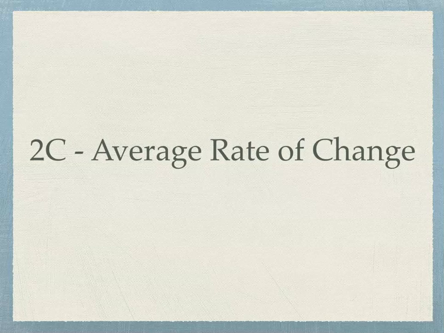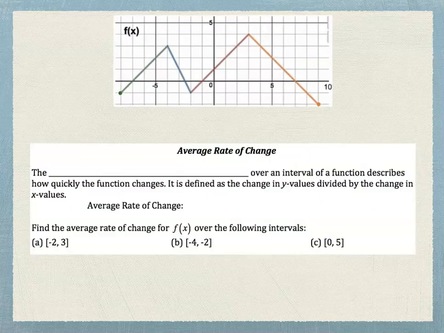Let's talk about average rate of change for a function. Sometimes a function goes up, it goes down, it goes quick, it goes slow. We'd like to take the average of that over any given interval. Okay, so first let's define average rate of change.